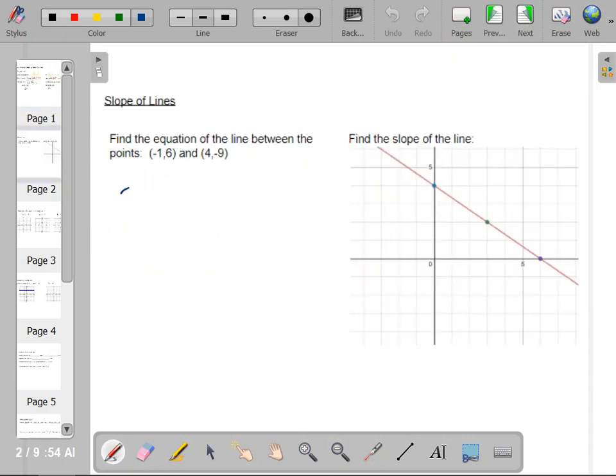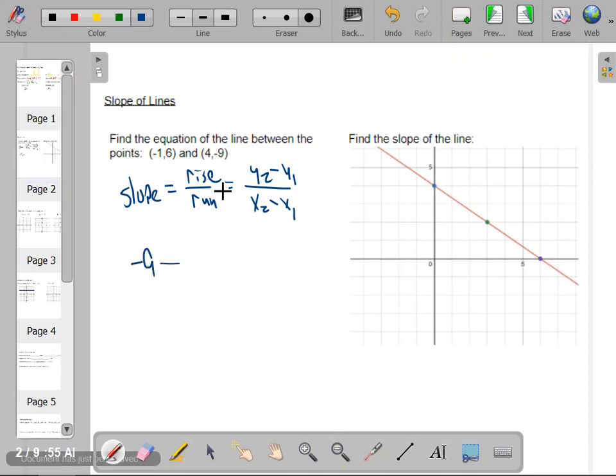The first thing you got to know is that slope is rise over run, which if you want to think about it as change in y, that's y2 minus y1 over change in x, x2 minus x1. So y2 here is -9, that's the second y coordinate, minus y1 is 6, x2 is 4, minus x1 is -1. So there's one little trick here in the denominator, that's minus a negative. So 4 minus a negative is 4 plus 1, that's going to be 5 down there. -9 minus 6 is -15. So when you simplify that, the slope of the line that passes through those 2 points is -3.